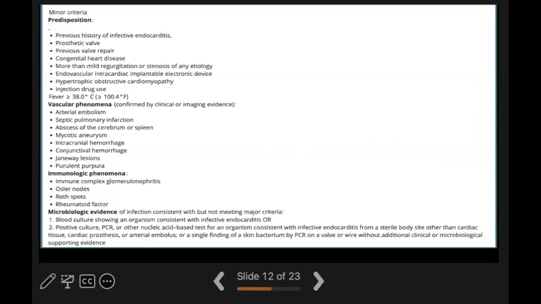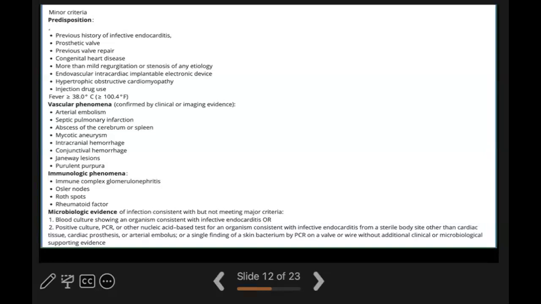Predisposition, for example, previous history of infective endocarditis. There is a prosthetic valve, previous valve repair, congenital heart disease, or any regurgitation or stenosis of the valves, endovascular implantable devices, hypertrophic cardiomyopathy, injection drug use, or presence of fever, more than 38 degrees, persistent fever. These all could be predisposing factors, or minor criteria.